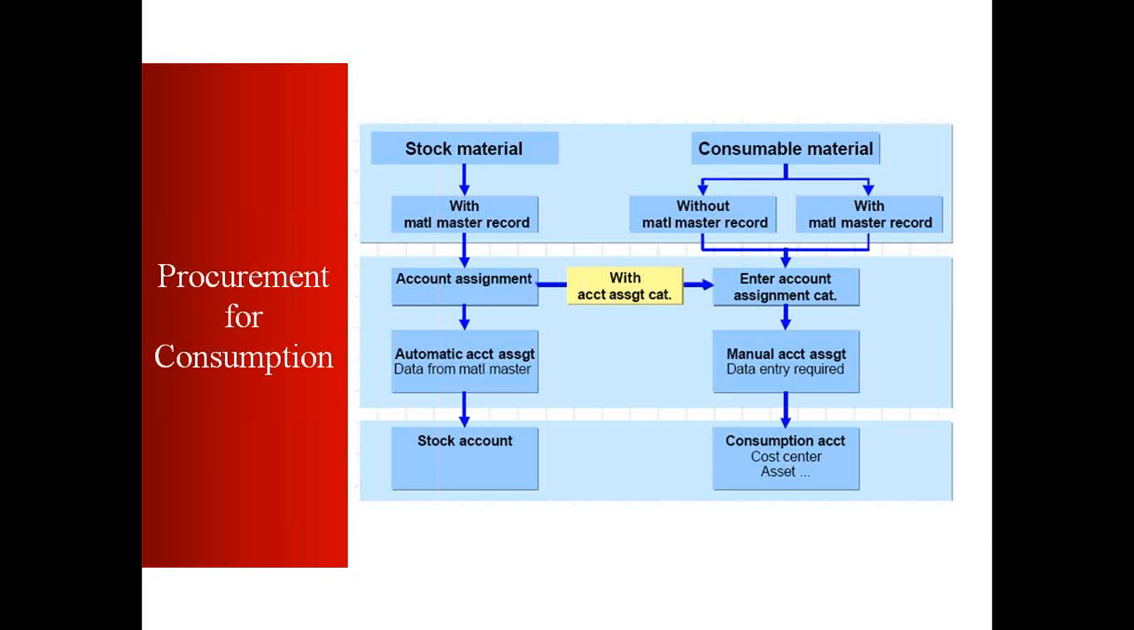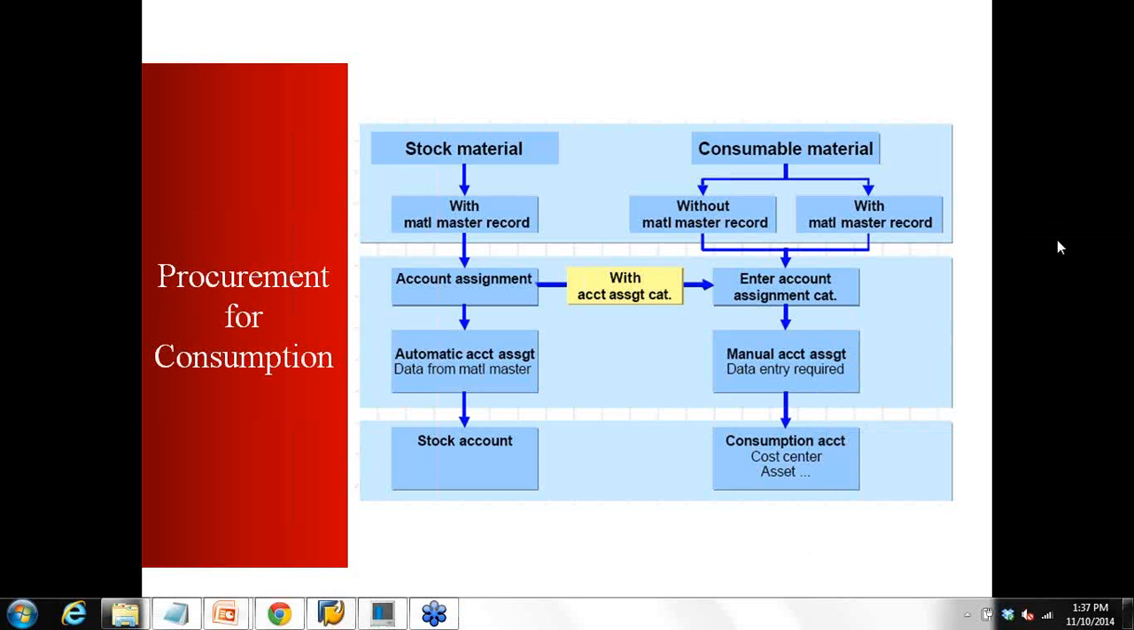Procurement for consumption. Now, in the previous chapter we have seen this one. In the previous topic, we basically talked about the stock material, right? In stock material, the system didn't ask us to enter the account assignment category. Why? Because for stock materials, we mentioned that in the material master record. If you remember, I did mention that.